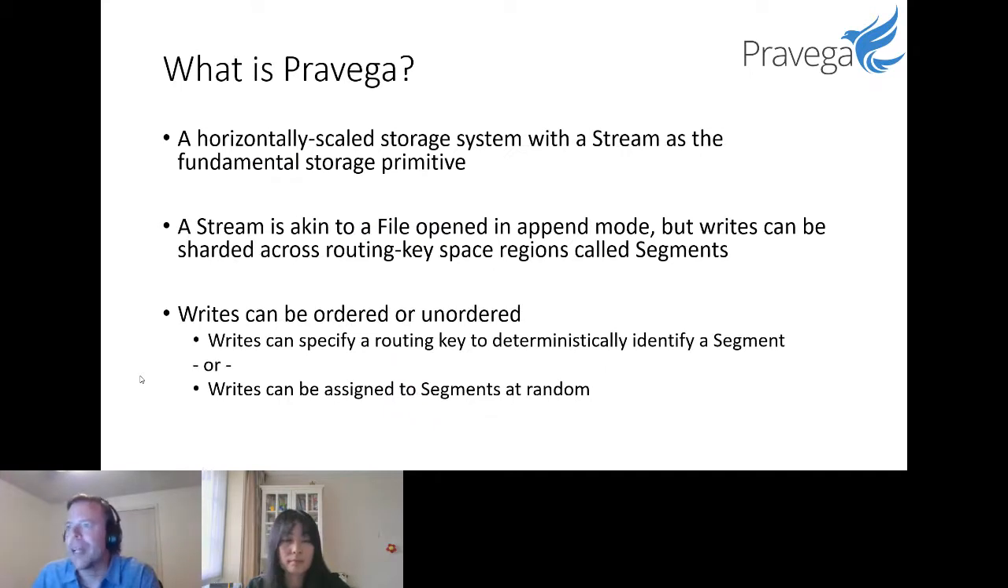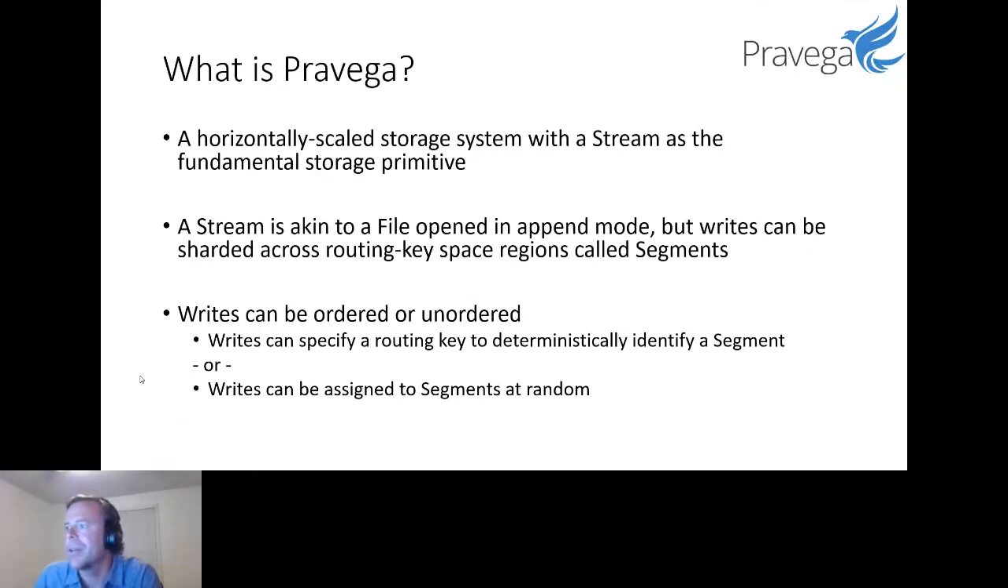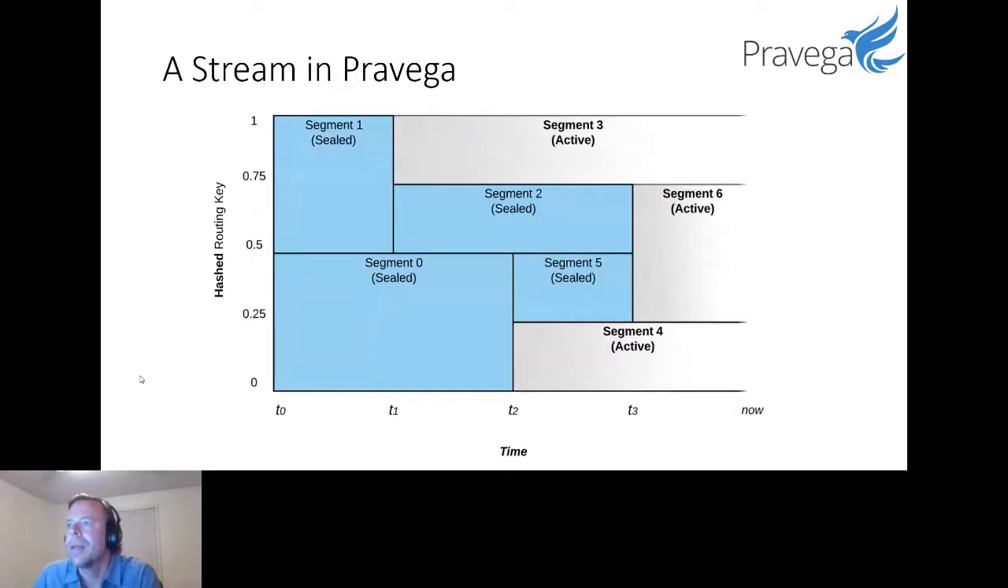So what is Pravega? Pravega is a horizontally scaled storage system with a stream as the fundamental storage primitive. A stream is akin to a file opened in append mode, but writes can be sharded across the routing key space regions called segments. In Pravega, writes can be ordered or unordered. Writes can specify a routing key to deterministically identify a segment by these routing key ranges, or writes can be assigned to a segment at random.